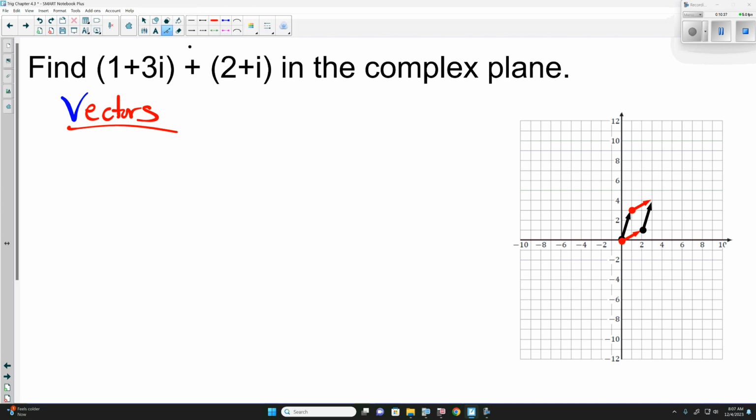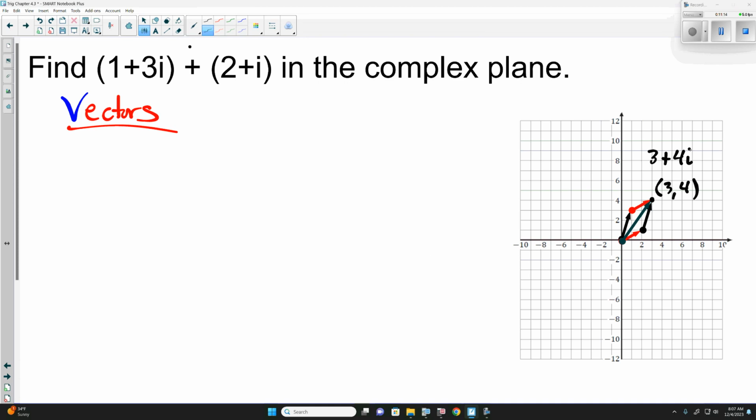And the resulting vector, we'll call it this color, is from where the two tails or two points connect. So where the two started, where they connected together at the origin, to where the 2 points are in the end. And if we look at this here, the point where they stop, this point up here, is at 3, 4, which as a complex number is 3 plus 4i.